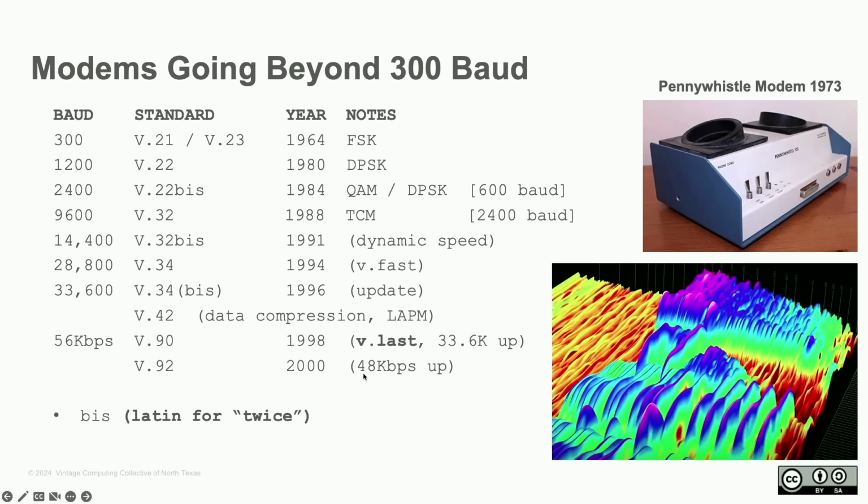There technically was a slightly faster one. It's funny because it was called v.last. They thought it was going to be the last protocol. It was v.fast and v.last. They could do download at 57.6 and upload at 33.6. There was a slight revision, v.92. It didn't really dramatically change it, but they increased the upload rate. So it's really the last big standard on modems.